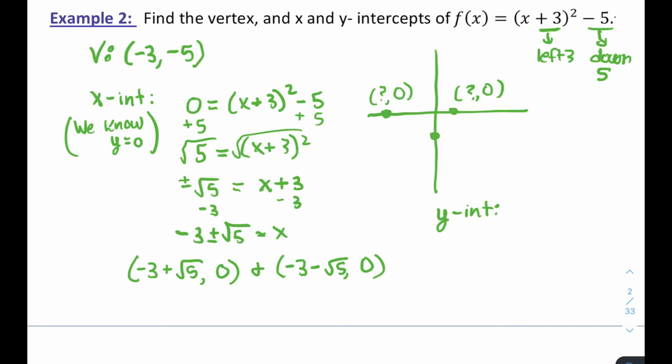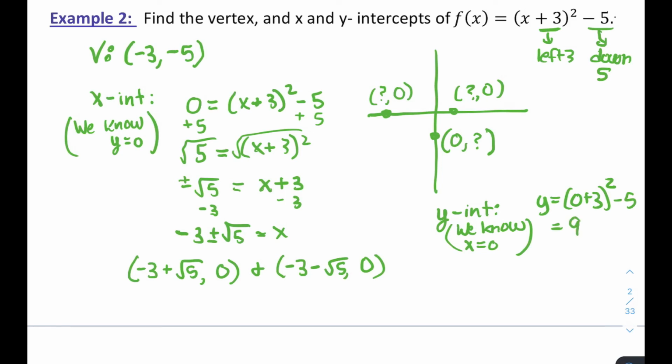Y-intercept wise, if you think about a point on the y-axis, I know the x-coordinate is going to be 0, and I'm trying to find y. So let me take my function and plug in 0 for x. If I do that, I'll have 0 plus 3 squared minus 5. 3 squared would give me 9, minus 5 is 4. So I have the y value of 4 for my y-intercept. So the point 0, 4 is my coordinates where it's going to cross the y-axis.